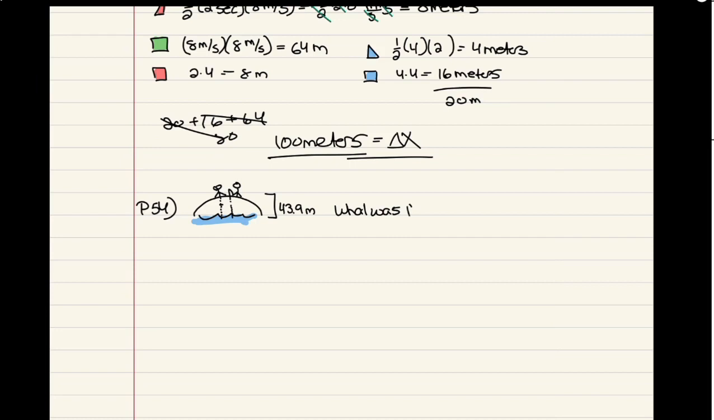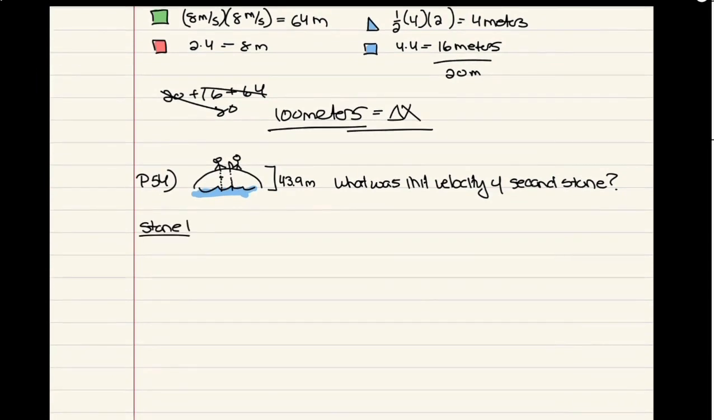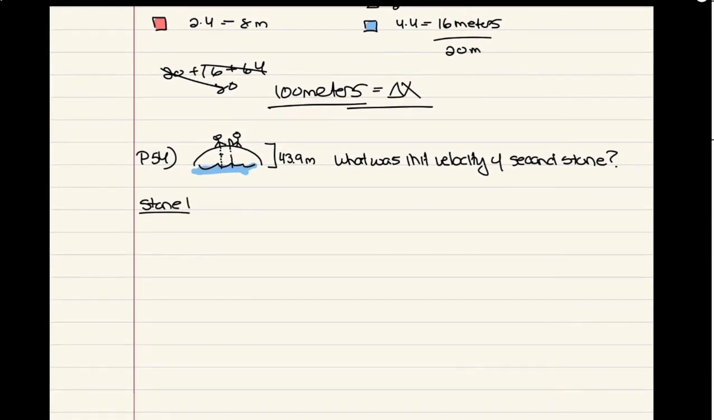What was the initial velocity of the second stone? So this problem is essentially just two problems tied together. We could first talk about stone 1. And again, what do we know?